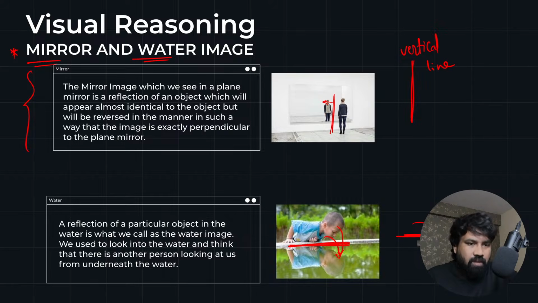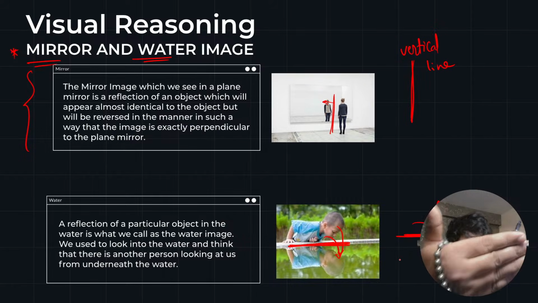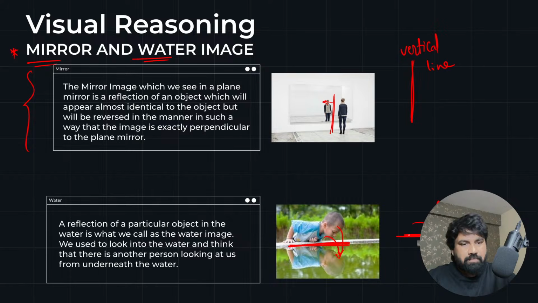For example, take a water image of A. Imagine you have to fold A to the bottom. So A will become like this. Water image means horizontal shift. For example, in a mirror image, which is a vertical shift, if you fold A, it will look the same. For example, W will look the same, W.